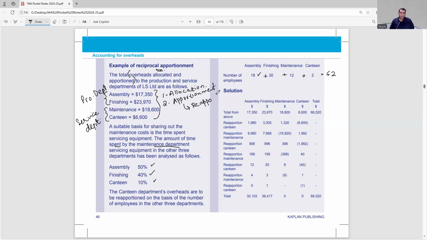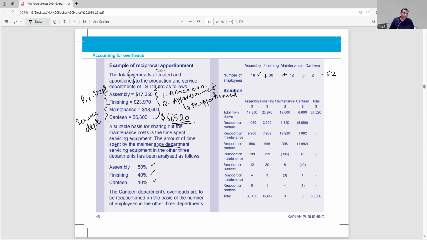And step number two has another sub-step, which is reapportionment under the reciprocal method. So allocation was the information of the question. Apportionment of overheads is this. The total overheads, if I add all these four overheads, 17,350 plus 23,970 plus 18,600, and then I have 6,600, so $66,520 are the total overheads.